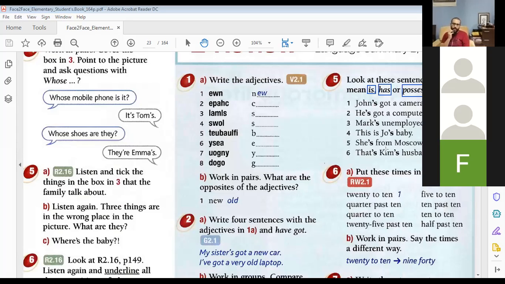All right, so on the media, what about number 2? What kind of S do we have here? What do you think? He's got a computer. Is this is, verb to be, or is it has, or is it possessive S? Can we say John is got? Is that correct? Or do we say John has got? Or do we say John's for possessive S?